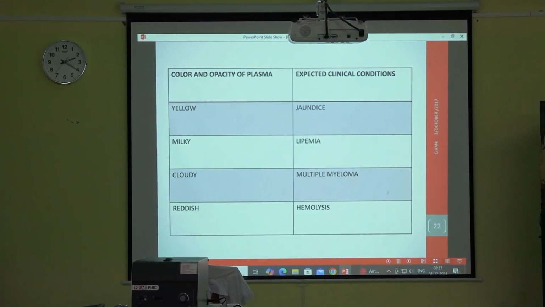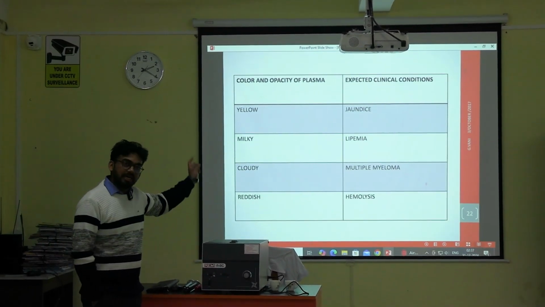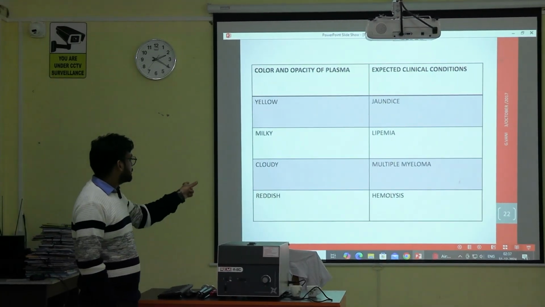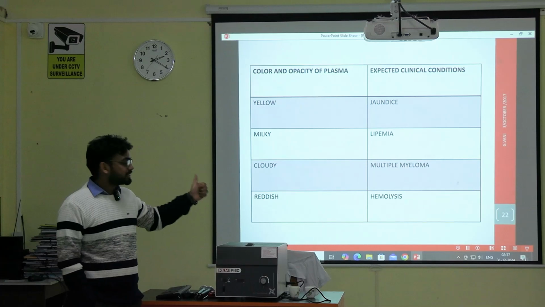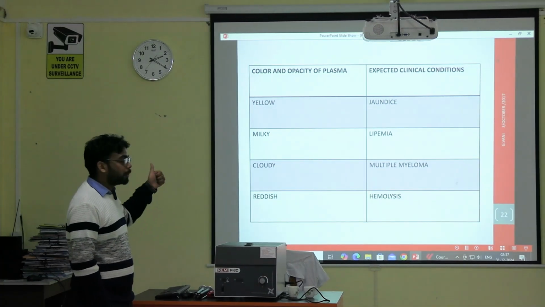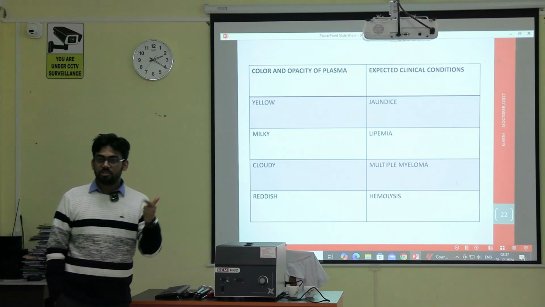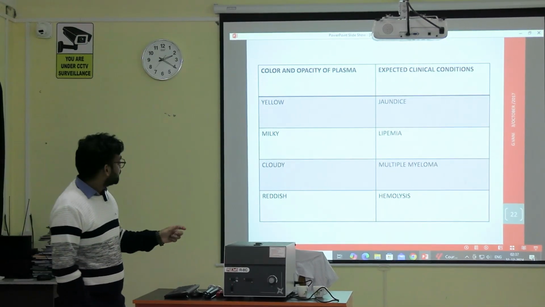Just for your information: jaundice will be yellow, lipids are normally milky in nature, and multiple myeloma, remember, is cloudy. It is a cancerous condition involving plasma cells, so it will be cloudy in nature. In hemolysis, it will be reddish due to the presence of heme. After the breakdown of RBC, there will be heme in the plasma.